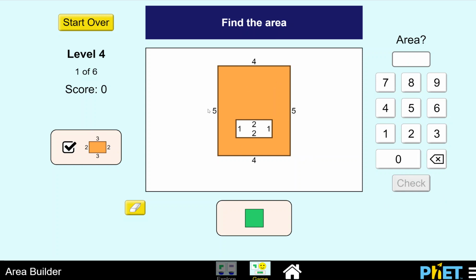One way is to think of the area of the big orange rectangle. Forget for a moment that the middle part is missing. So it is 20. And then you have to subtract a middle part, which has the area of 2. 2 times 1 is 2. So the answer is 18. On purpose, I'll choose the wrong answer. I check. That's okay, you can try again.